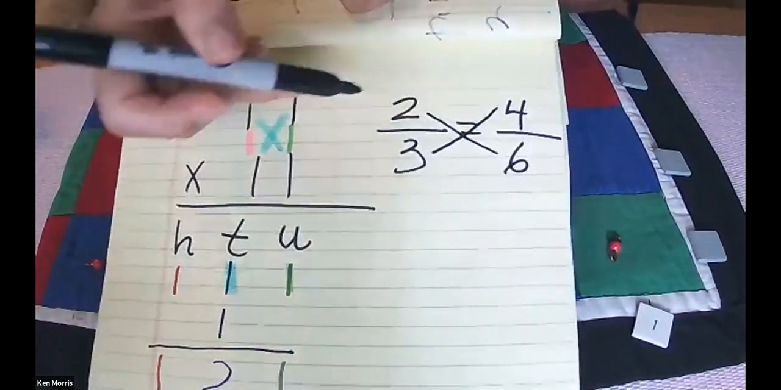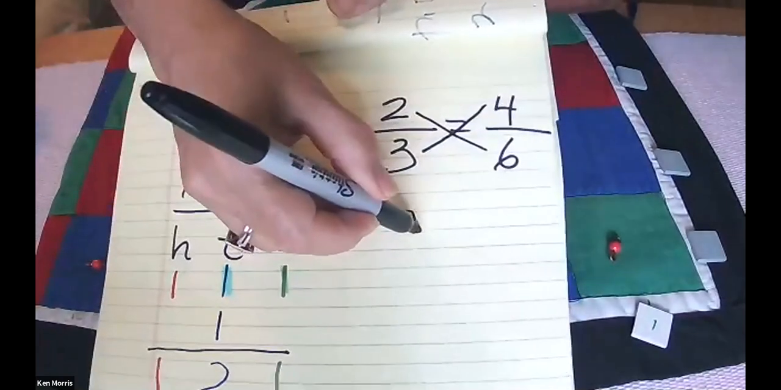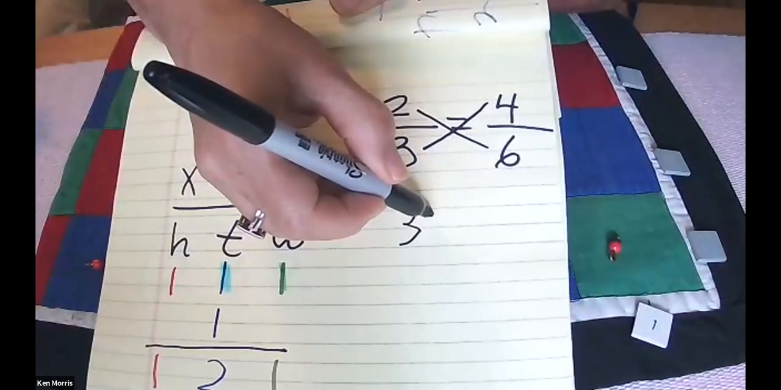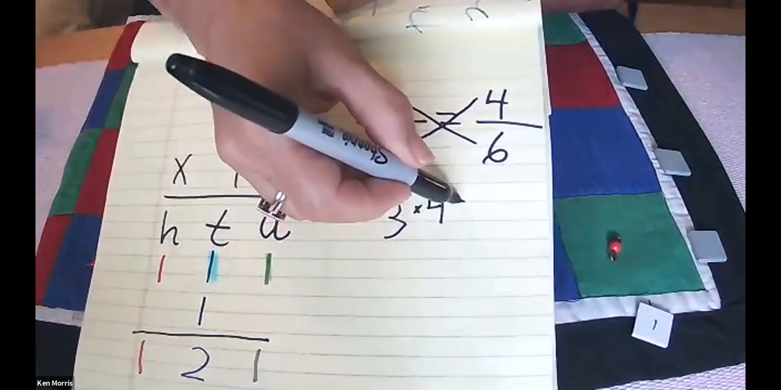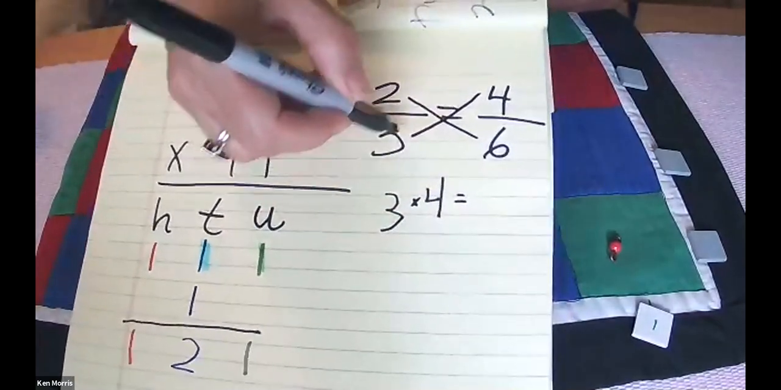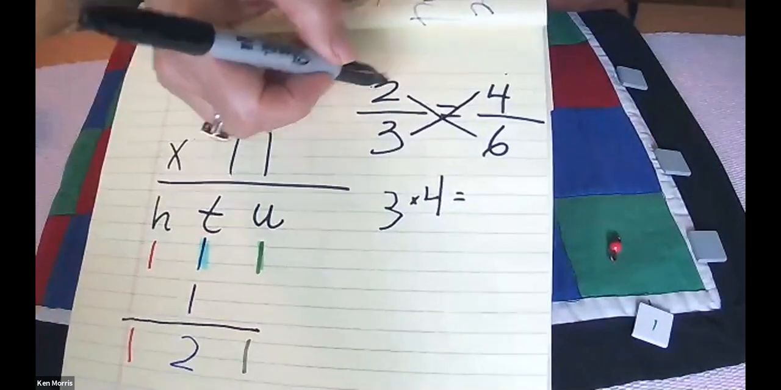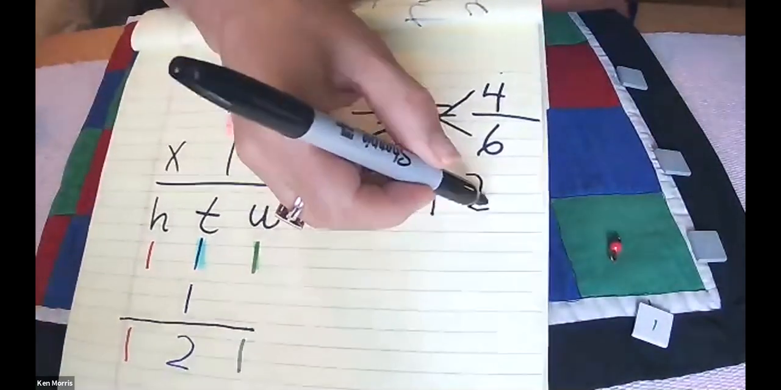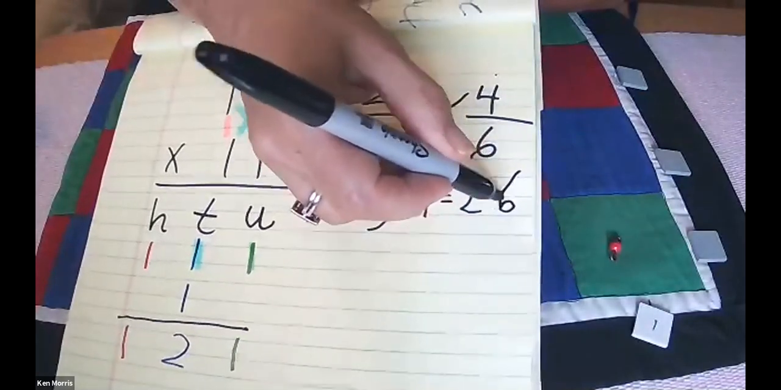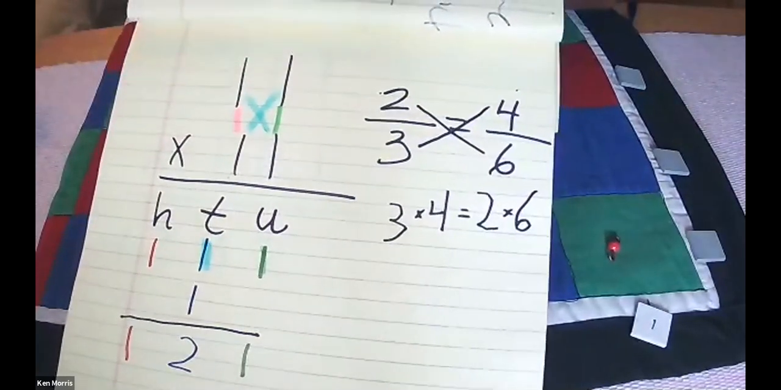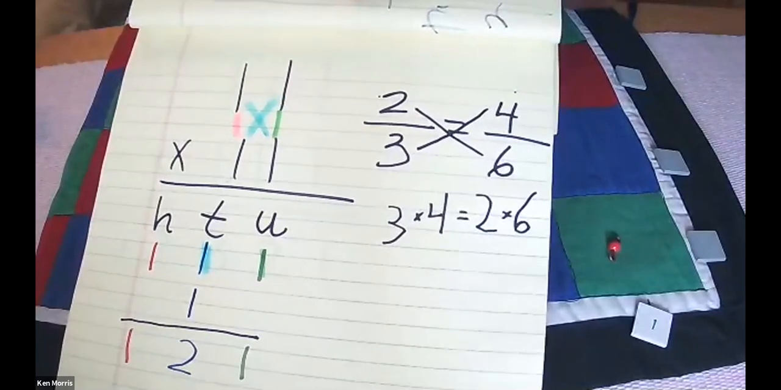And you show them that if you multiply 3 times 4, I'm writing upside down, guys, so beware, 3 times 4 is equal to 2 times 6. That is cross multiplication.